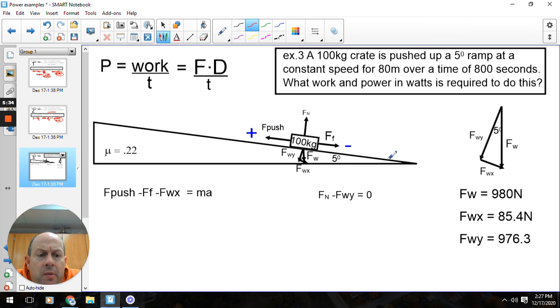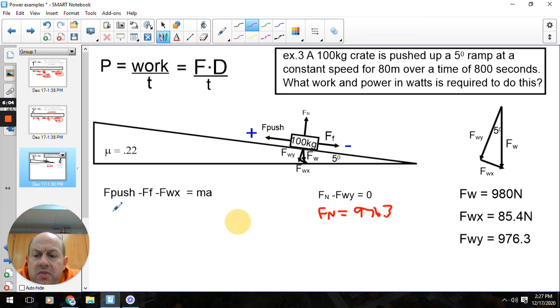So in working on our triangle for our force weight, we can break force weight, 980 newtons, into force weight X by taking 980 times the sine of 5 degrees, and then force weight Y would be cosine 5 times 980. Once we get that, we know our force normal is basically going to be 976.3.